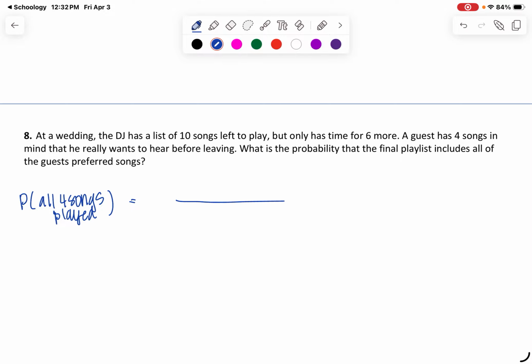Okay, so all possible outcomes. There's 10 songs left to play, but there's only time for 6 more. So that's all possible outcomes. And then this guy, what are the ways that he could hear his songs? So he wants to hear all 4. So that's if he gets all 4, but then there's also 2 more played, right? And there's 6 left to play.